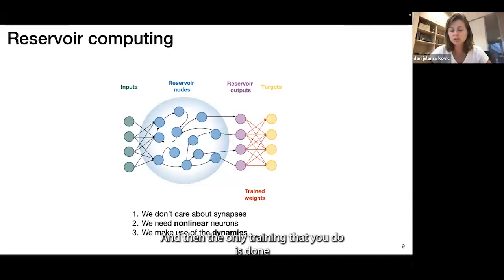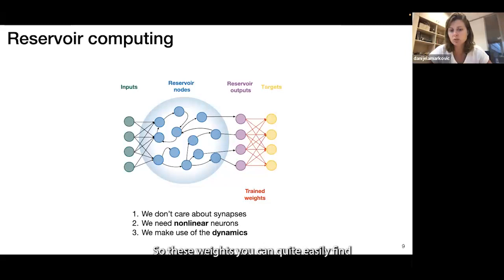And then the only training that you do is done on these reservoir outputs, and it's done offline, so on your classical computer. And it's done in a single step, in the sense that you have these reservoir outputs, you want to multiply them by some matrix of linear weights and obtain targets. These weights you can quite easily find by inverting this matrix and just doing a single multiplication.